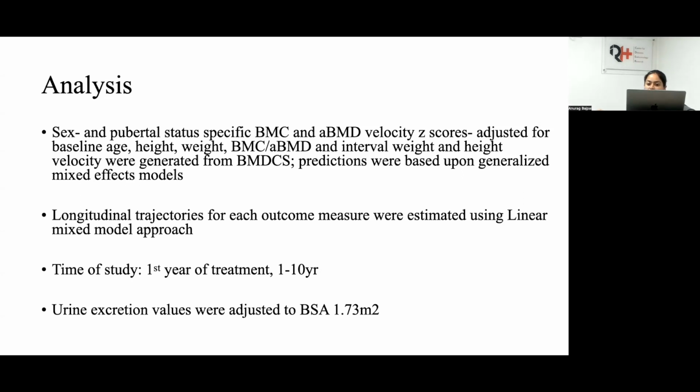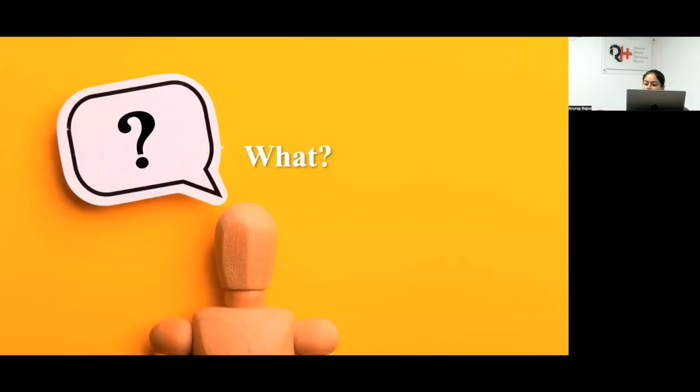Longitudinal trajectories for each outcome measure were estimated using a linear mixed model approach. The time of study was divided as first year of treatment and 1 to 10 years of treatment. And then the urine creatinine clearance was adjusted for.